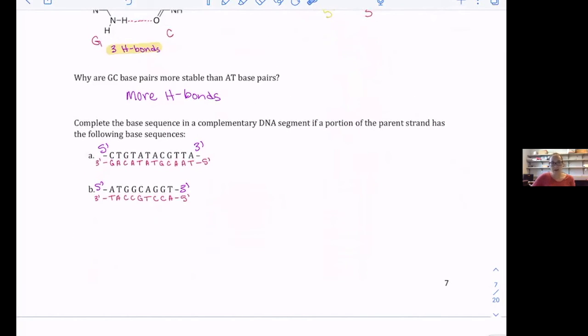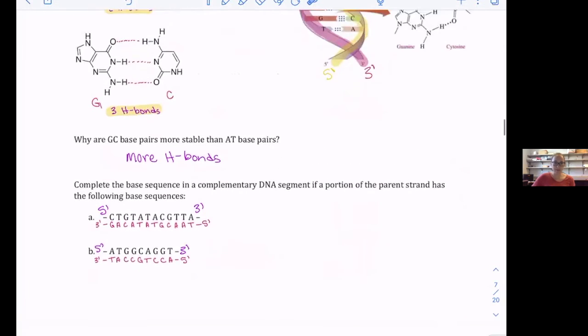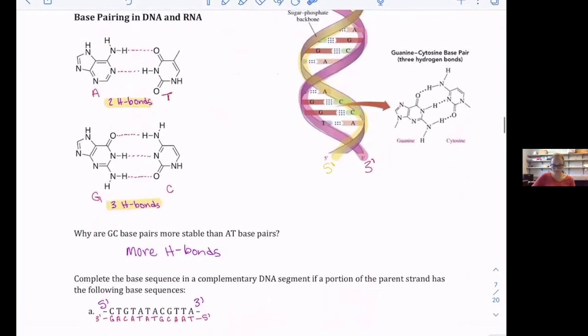So why are GC base pairs more stable than AT base pairs? So GC is more stable than AT. Well, it's because it has more hydrogen bonding. So hydrogen bonding, it is having an extra bond, right? Instead of having 2 rubber bands holding something together, there's 3 rubber bands holding something together. So more hydrogen bonds means it's more stable.